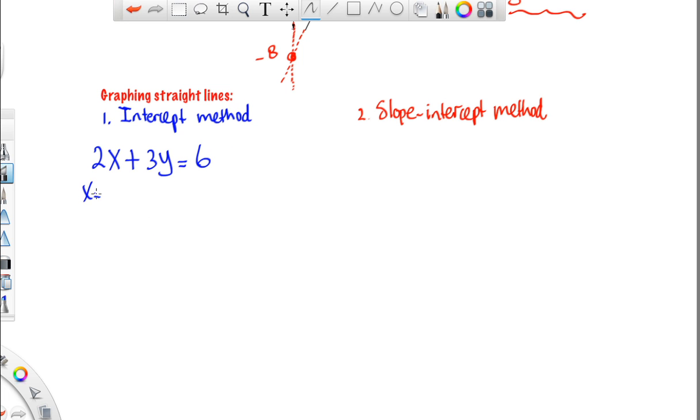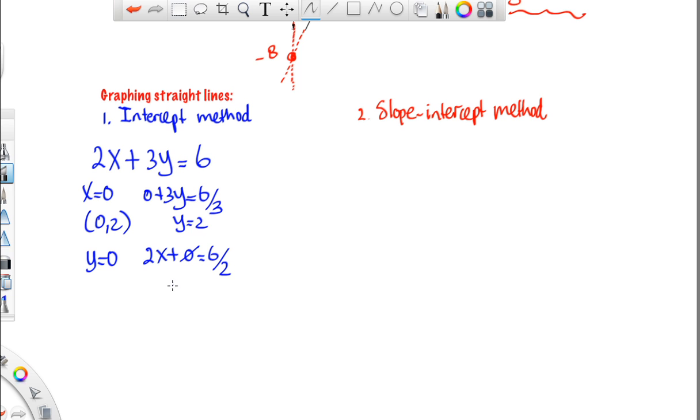You can say, well, if x is 0, then we get 2 times 0 is 0, plus 3y is 6, so 3y is 6 divided by 3, so y must be 2. So the point (0, 2) is on the line. You can do the same thing with y. So if y is 0, you get 2x plus 3 times 0 is 0, so that sort of cancels out. Divided by 6, you get 3 for your x, so that point is on the line. And then just graph it.